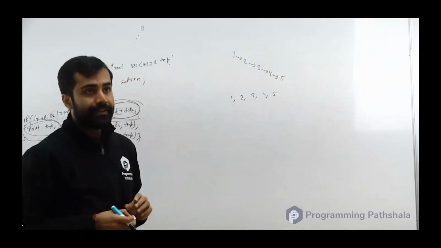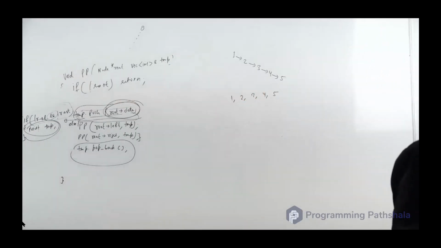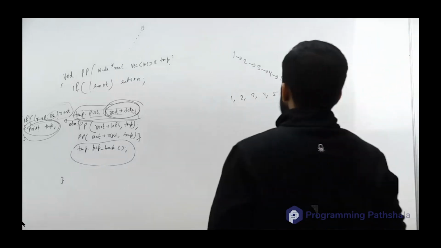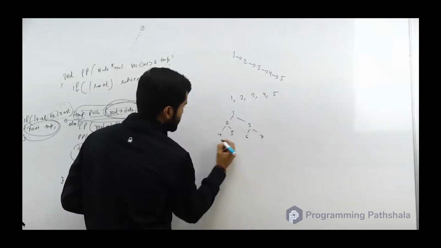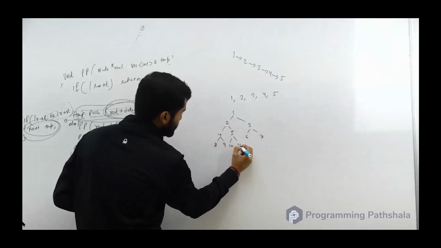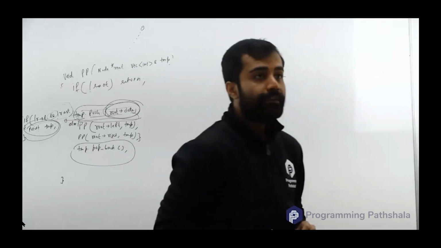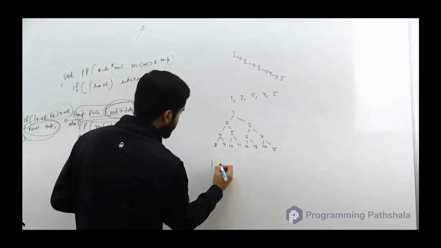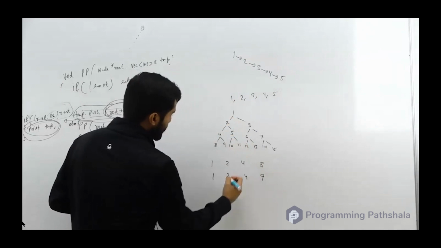Do you understand here that each integer is printed only once? 1 is printed once, 2 is printed once, 3 is printed once, 4 is printed once, 5 is printed once. Okay. Let's take some other example. 1, 2, 3, 4, 5, 6, 7, 8, 9, 10, 11, 12, 13, 14, 15. How many root to leaf paths will be printed here? 8. Okay. And what is the first path going to be? 1, 2, 4, 8. Second path will be 1, 2, 4, 9. 1, 2, 5, 10.